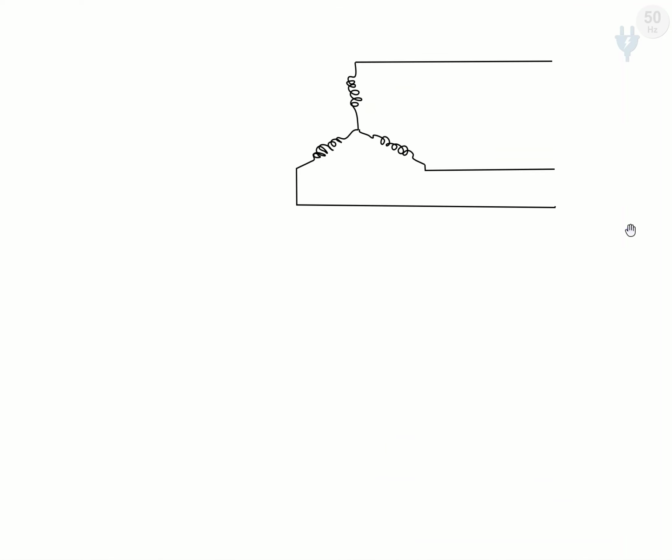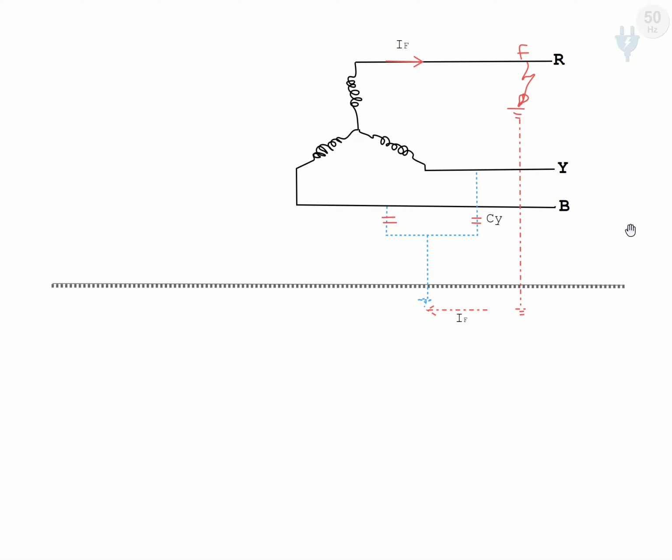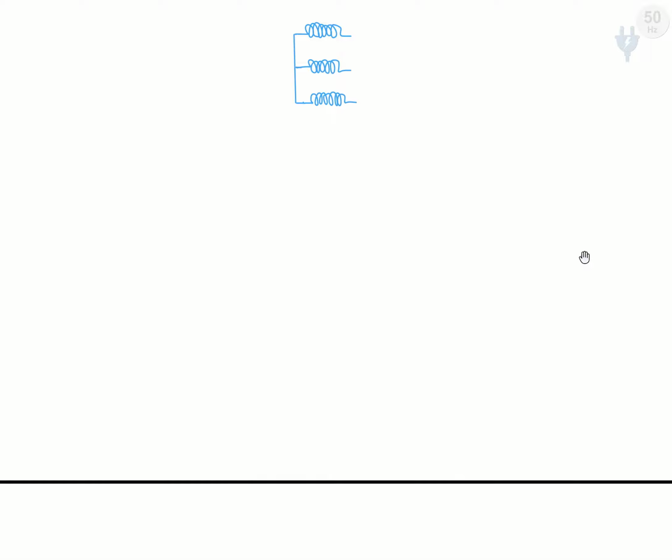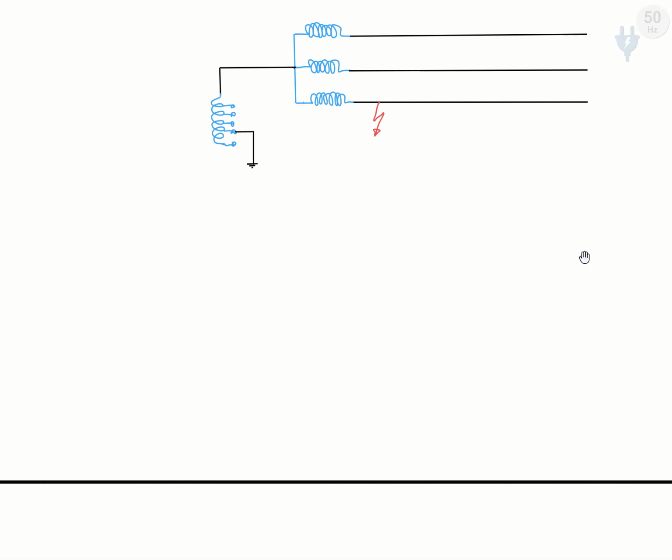Here we have a three-phase system, and suppose on the first phase some fault occurs, and these are the directions of the fault currents. If we ground this system with an arc suppression coil, also called a Peterson coil grounded system, then for better understanding and simplicity, we simplify this circuit like this. This is just a coil grounded, and a fault occurs on the first phase.